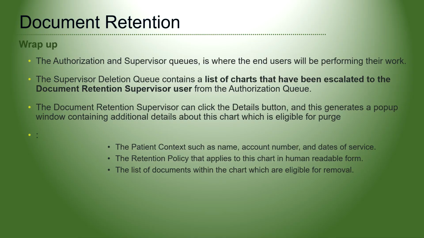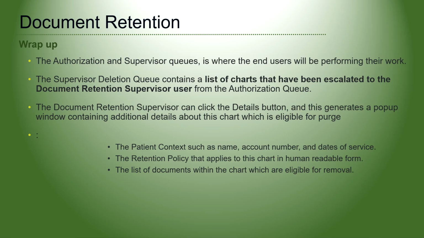The authorization and supervisor queues are where the end user will be performing their work. The supervisor deletion queue contains a list of charts that have been escalated to the document retention supervisor user from the authorization queue. Here you will see a similar view to the authorization queue, except that the status of the chart is listed as escalated rather than the pending that appeared on the authorization queue. In addition, the selection box to escalate is disabled.